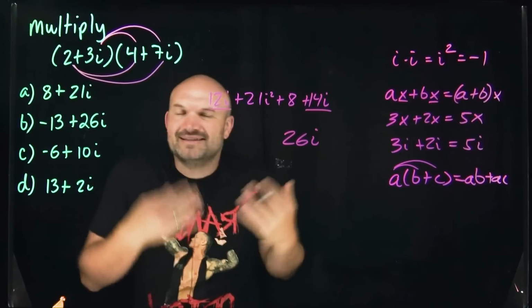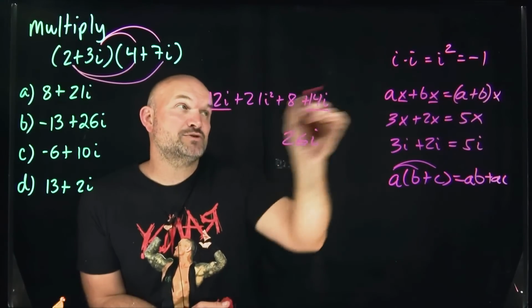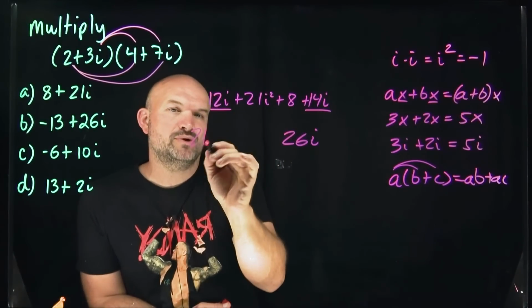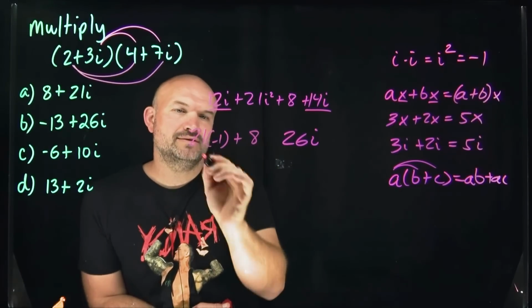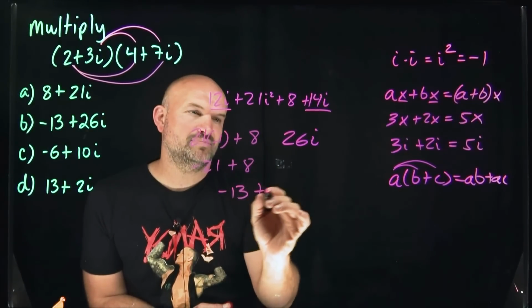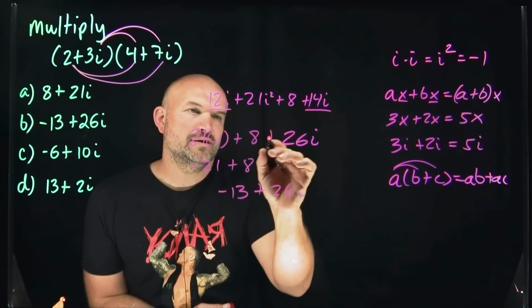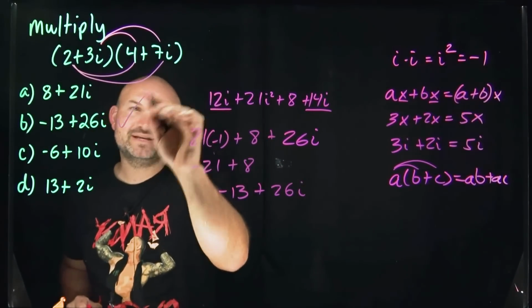But let's have a little fun and let's make sure that we can simplify everything anyways. So 21 i squared, i squared represents a -1. So that'd be 21 times -1 plus 8. -21 plus 8 is going to be -13 plus 26i, which again, ladies and gentlemen, you can see is represented right here, which is going to be the correct answer.